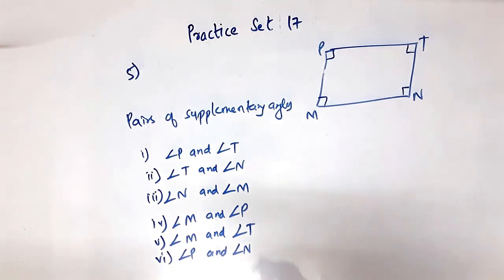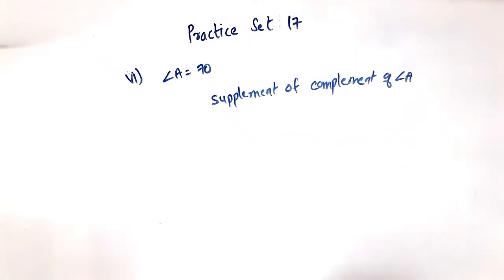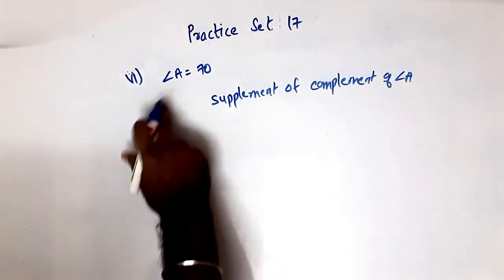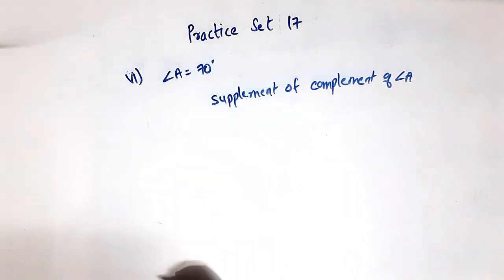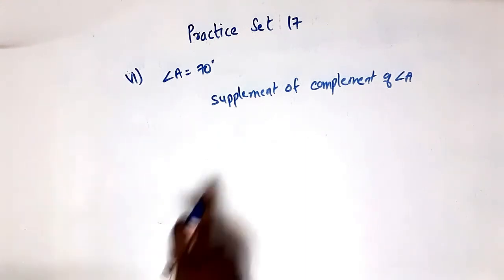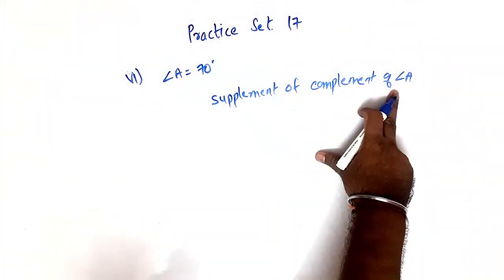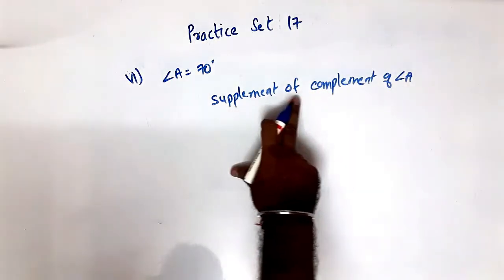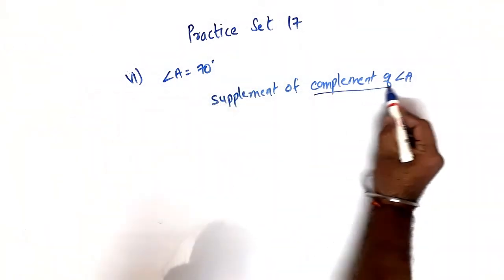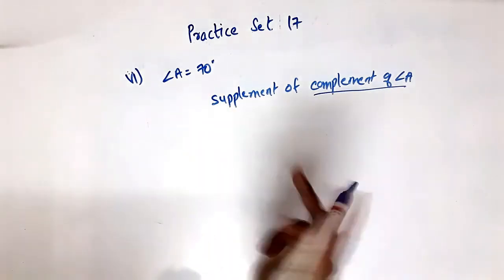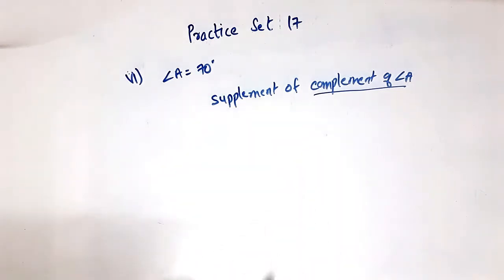Let us move on to the sixth one. The sixth one says that angle A is equal to 70 degrees. We have to find the supplement of the complement of A. Supplement of complement of A. So first we'll just focus on the complement of A, then we'll find the supplement.